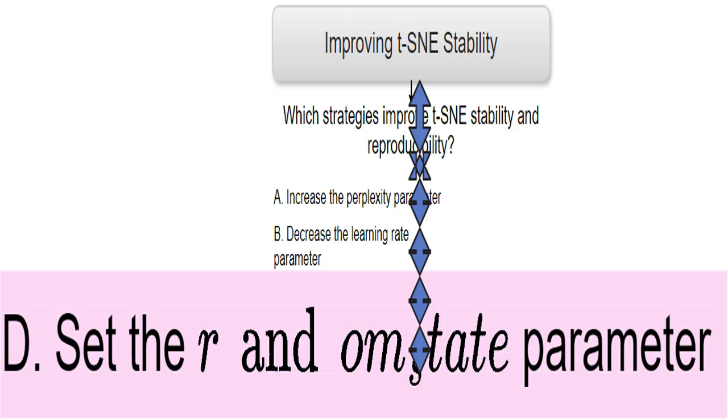TSNE is a bit random, starting from different points each time you run it. By setting _random_state, you're giving it the same starting point every time, making results reproducible. Think of it like setting the seed for a random number generator. It's like making sure you always start a race at the same line.